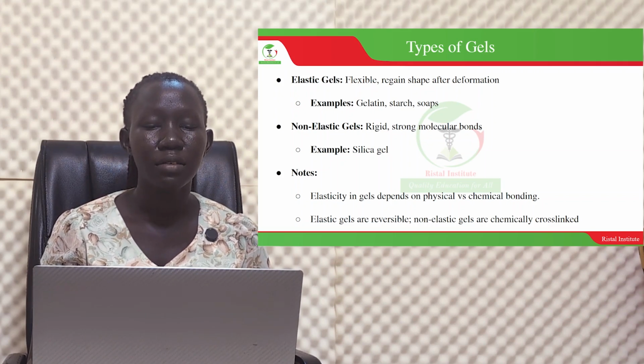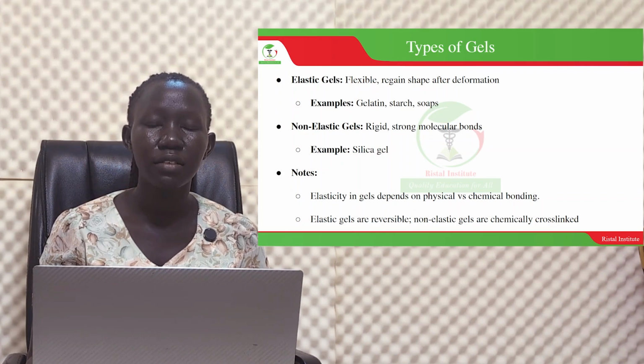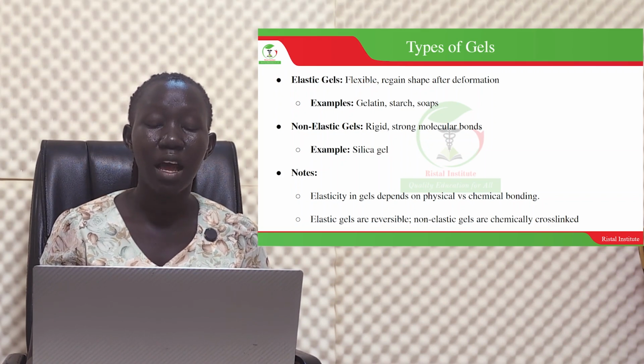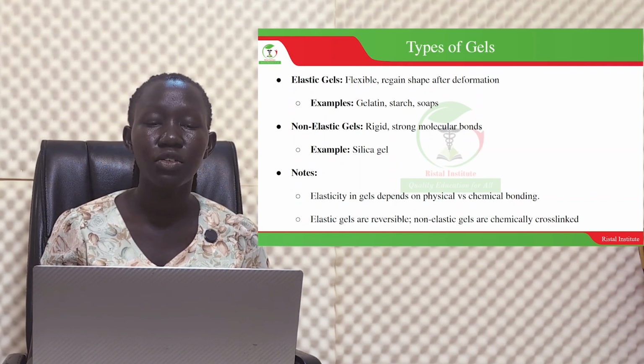The non-elastic gels are rigid and have strong molecular bonds. For example, silica gel. Note, elasticity in gels depends on physical and chemical bonding. Elastic gels are reversible, and non-elastic gels are chemically cross-linked. That's why they are rigid and have strong molecular bonds, and are usually irreversible.